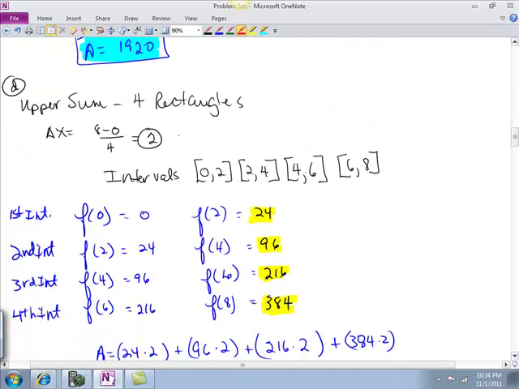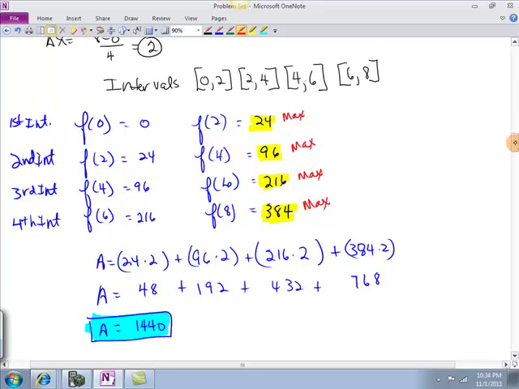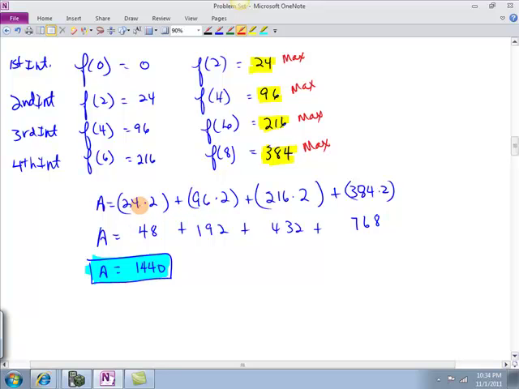Same way with upper sum and 4 rectangles. Here's your intervals. Do your evaluations. You've already got those probably, most of them, because you've been working on those problems. At any rate, you're going to choose the max each time on these because you're doing upper sum. These are the heights of the rectangles. The 2 was the width of the rectangle because that was our delta x. So you have areas of each rectangle, 24 times 2, 96 times 2, etc. You end up with 1440.